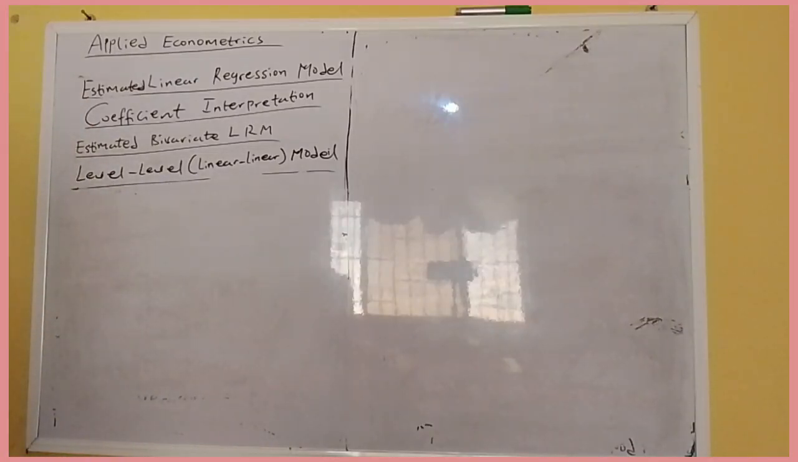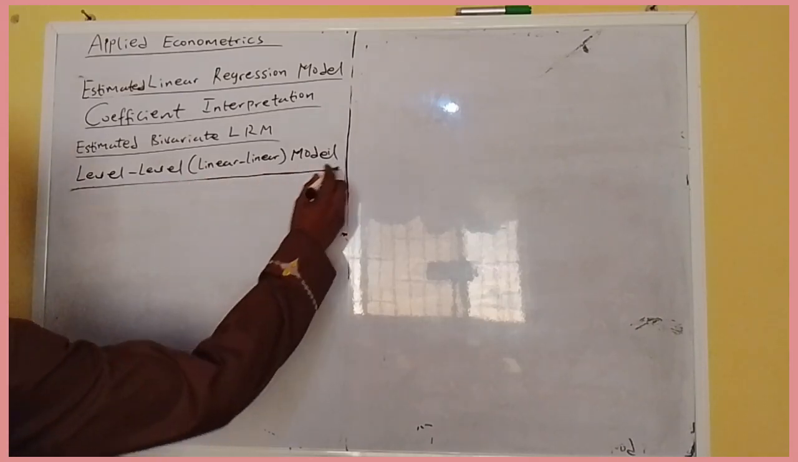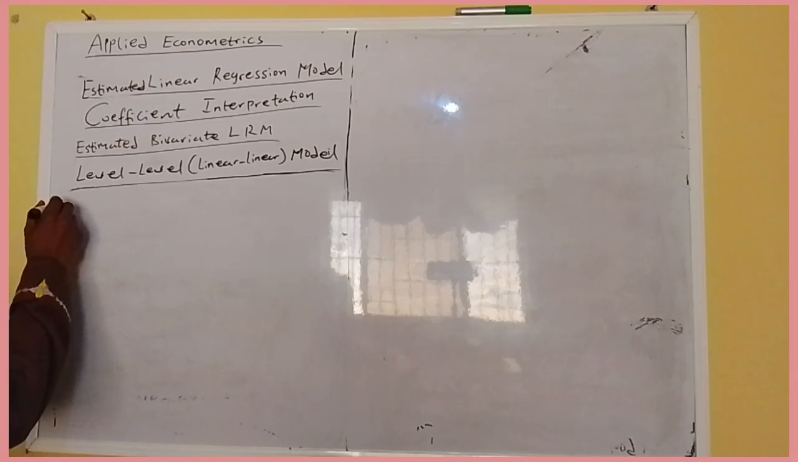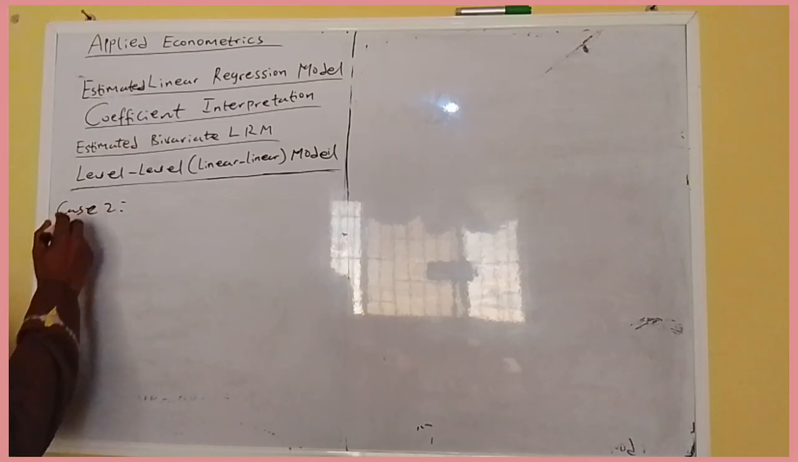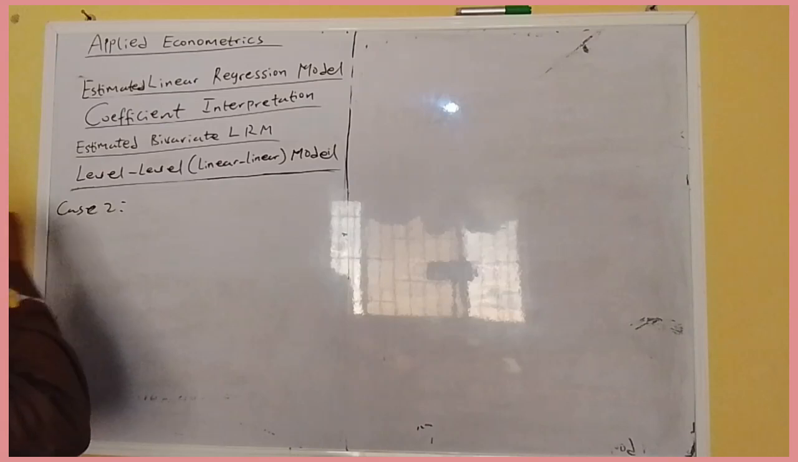So in this class, we want to continue the interpretation of the estimated linear regression model. Here we are still on a level, also known as linear model. But we are going to consider another case. In our last video, we considered a case whereby neither the dependent variable nor the independent variable is measured in percentage. Here, we want to shift by considering a case, that is case 2, whereby the dependent variable is in percentage.